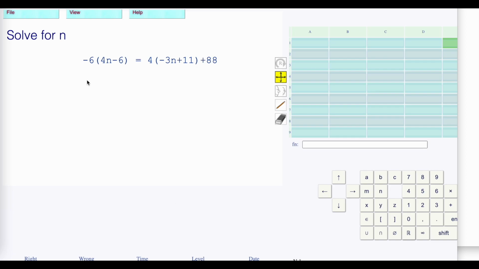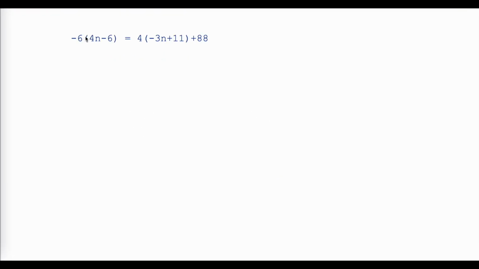Here's a level 3 type question. We have negative 6 multiplying this bracket. I'm going to use my distributive rule, which tells me the negative 6 is going to come in and multiply both of these terms. So the negative 6 is going to multiply negative 4n. A negative times a positive is negative. 6 times 4 is 24.